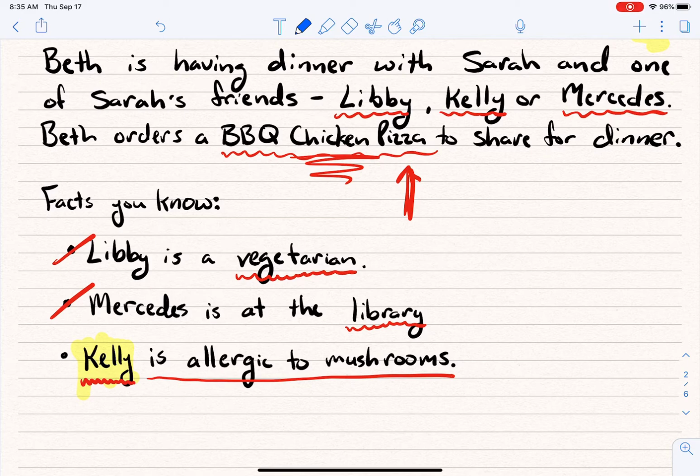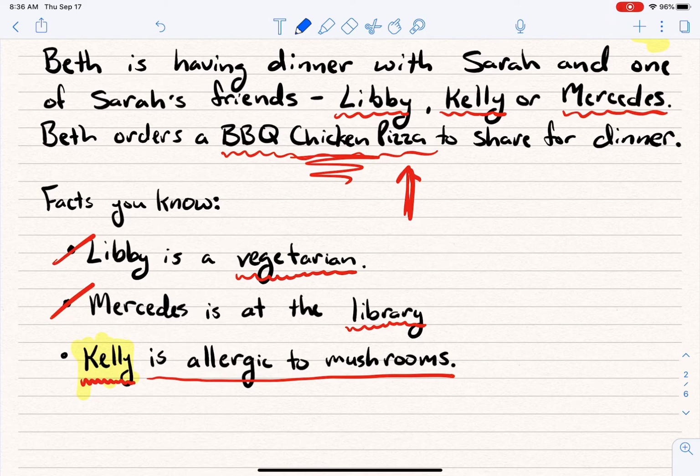All right. And so what would that mean? The next step in your argument would be, well, that would mean that either Libby or Mercedes is coming to dinner. And you say, well, Libby is a vegetarian, Mercedes is at the library, and Beth ordered a barbecue chicken pizza. And so because Mercedes is at the library and Libby is a vegetarian, they cannot be coming to dinner. So therefore, we can conclude our assumption that Kelly's not coming to dinner is false and that she is, in fact, coming to dinner. And so that would be an indirect proof.